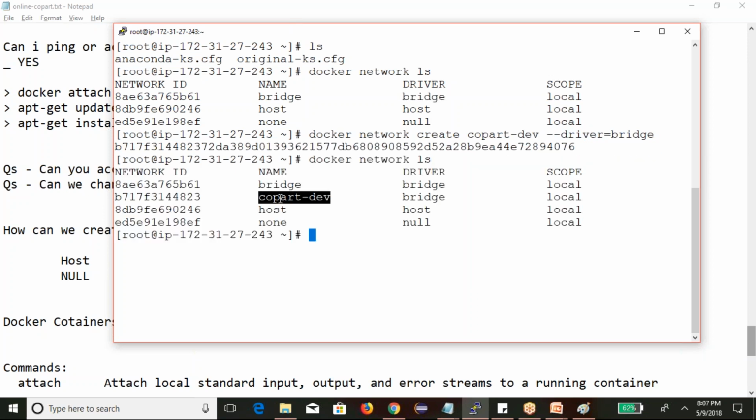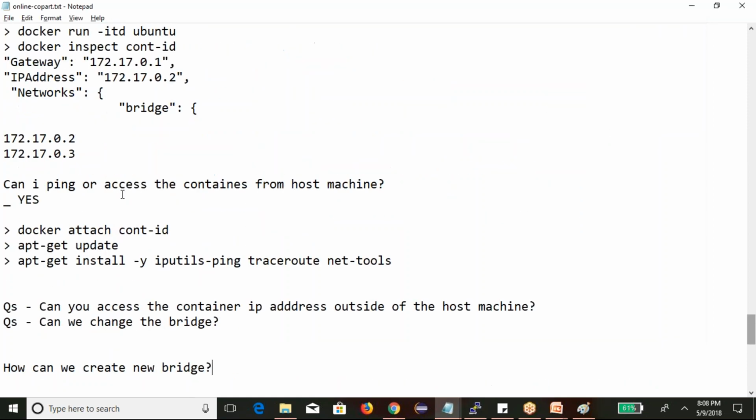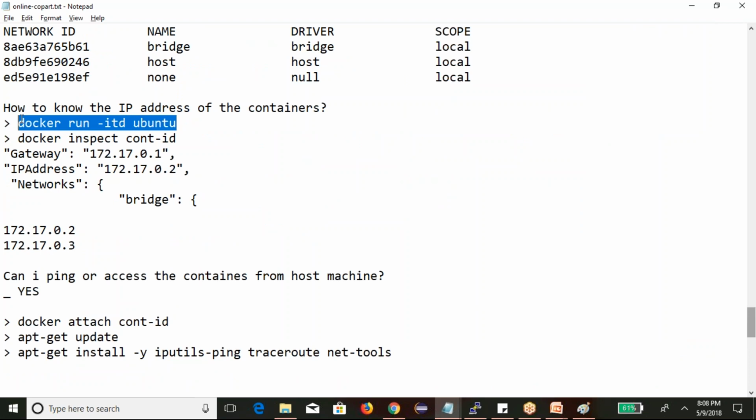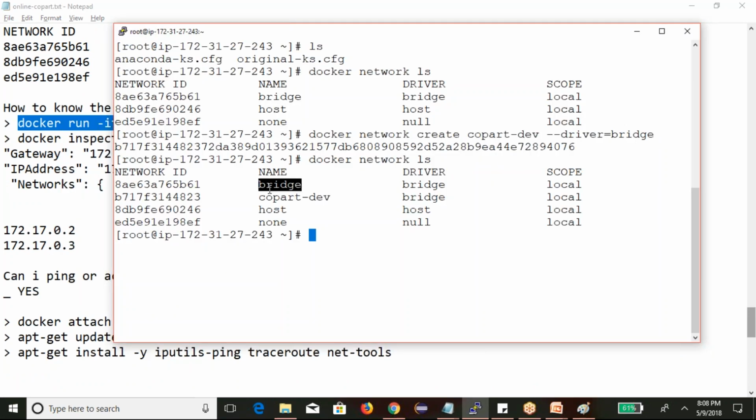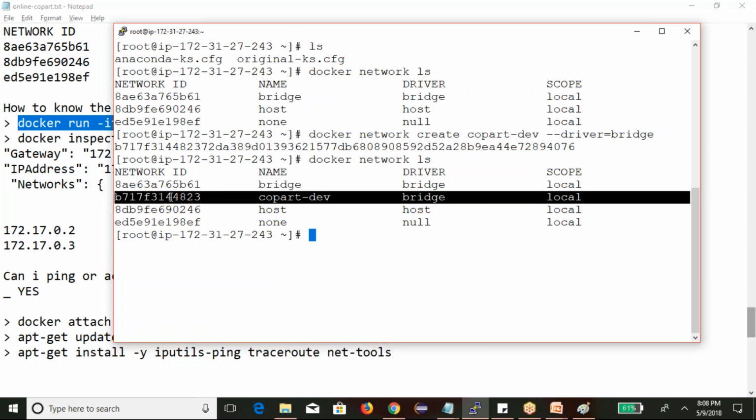See here I got this copart-dev. The name of the bridge is copart-dev, driver is bridge. Now if I create a container, by default if you do not pass which bridge you want, it will take the default bridge. But if you create a container using this bridge, now you have to define what the gateway is here.